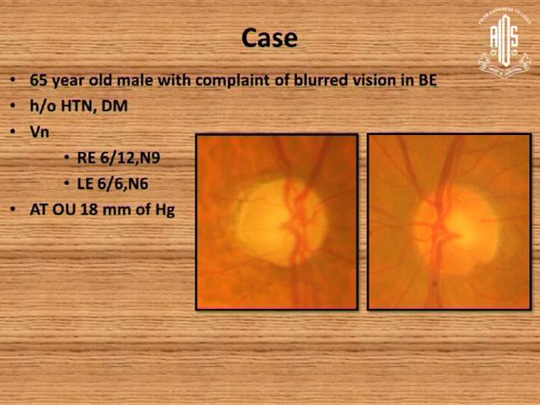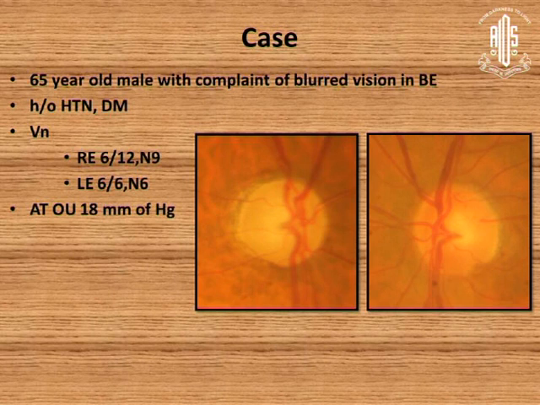So finally, we'll take a look at a case and see whether we can apply all the points which we have learned and whether we can differentiate a glaucomatous cupping from a neurological cupping. This is a 65-year-old male with complaints of gradual blurred vision in both eyes, with history of hypertension and diabetes, presenting with a visual acuity of 6/12 in the right eye and 6/6 in the left eye, with an applanation tonometry of 18 millimeters of mercury.